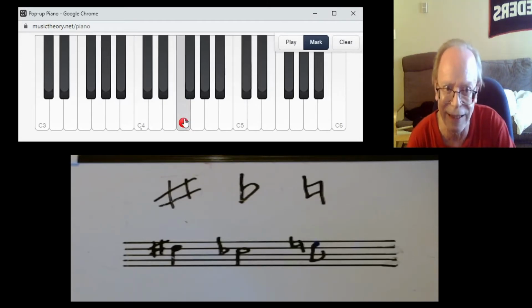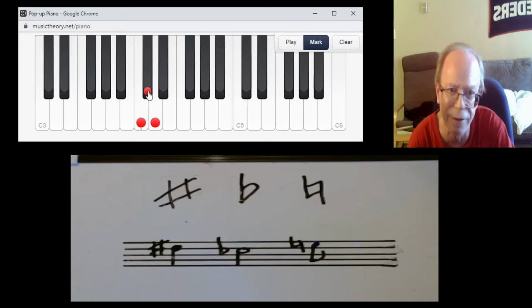Now here's something that's even more confusing. Here's C sharp, but here's D flat. Are they the same note? Yes, they're absolutely the same note. They both have the same sound, just different names. And that happens a lot in music. It can be very confusing, but this will be a little more clear when we get into time signatures and keys. Okay? So I will clear that out.